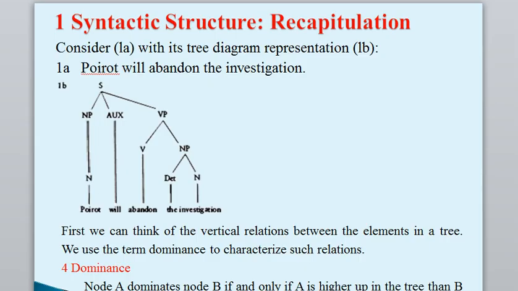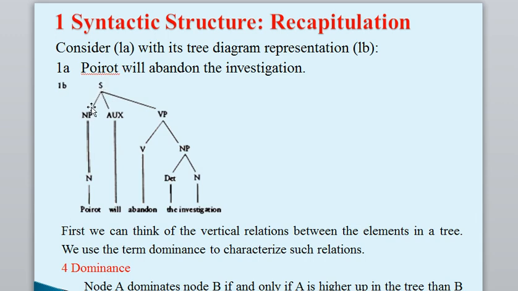First, syntactic structure. What is syntactic structure in each sentence? Consider example number 1 with its tree diagram representation in 1b. You see here, 1a, Poirot will abandon the investigation. This is an English example. This is a tree diagram of a sentence. The top node of the tree is the sentence.